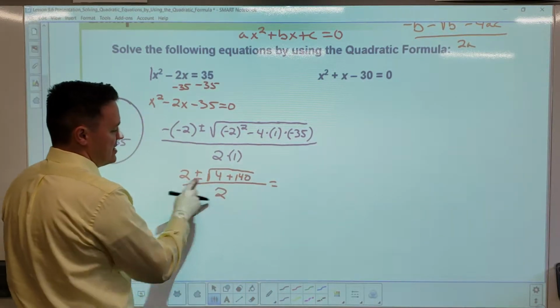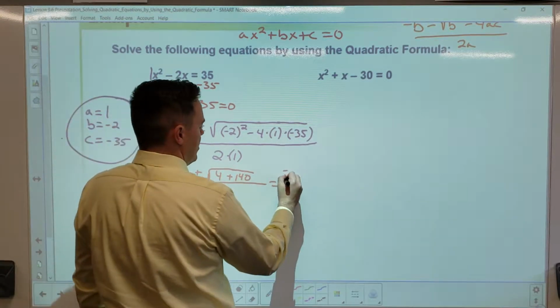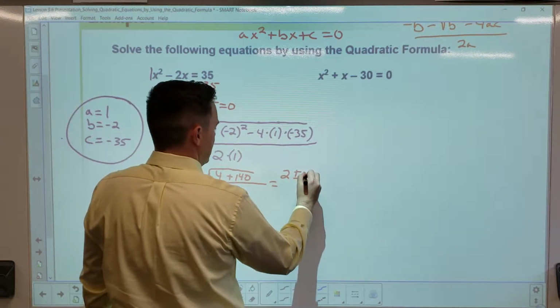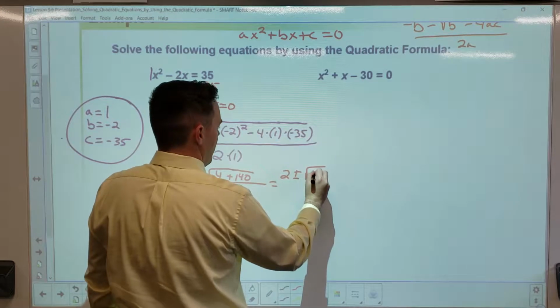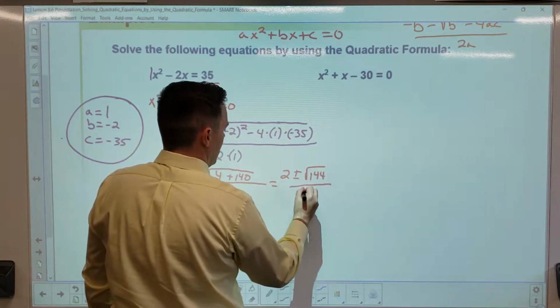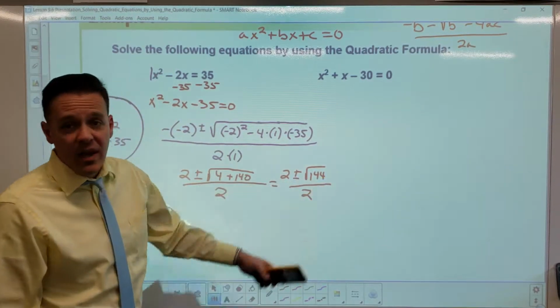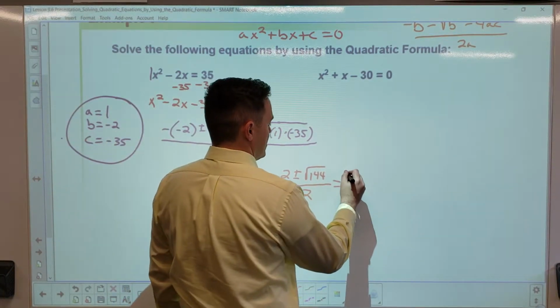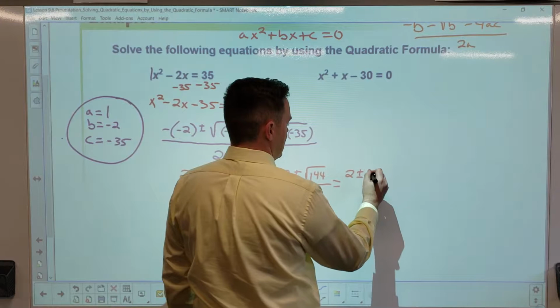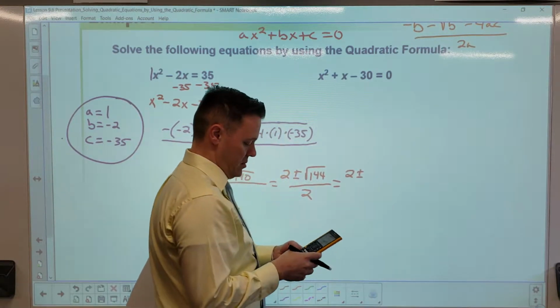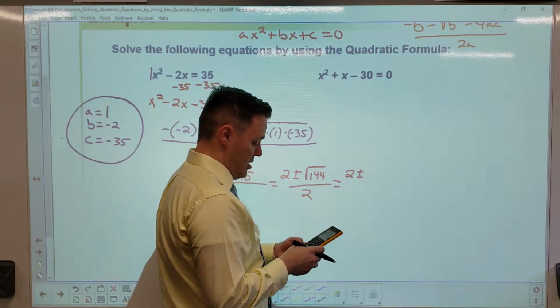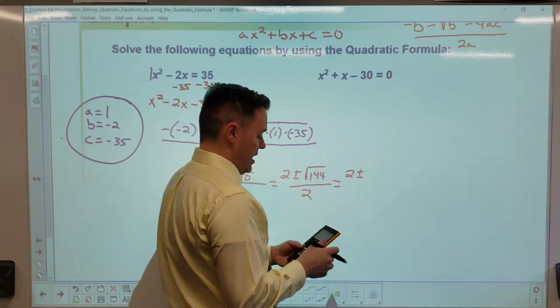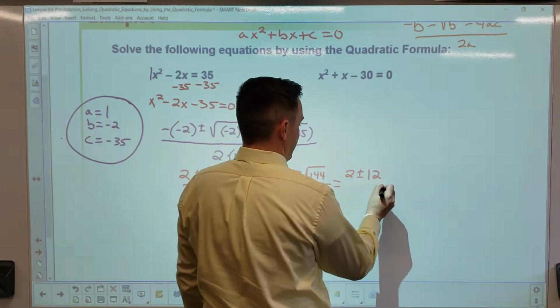You can simplify this again. Add these together. So it's 2 plus or minus the square root of 144, all over 2. Can you simplify that? This is a perfect square root. 2 plus or minus, I think it's 12. I've been doing it all day, but I don't want to screw this up. Yes. 12 divided by 2.